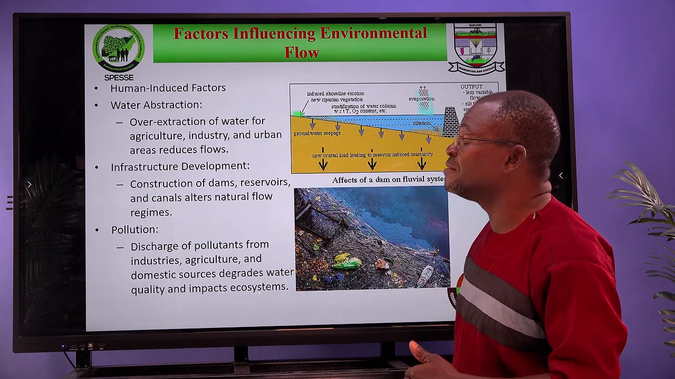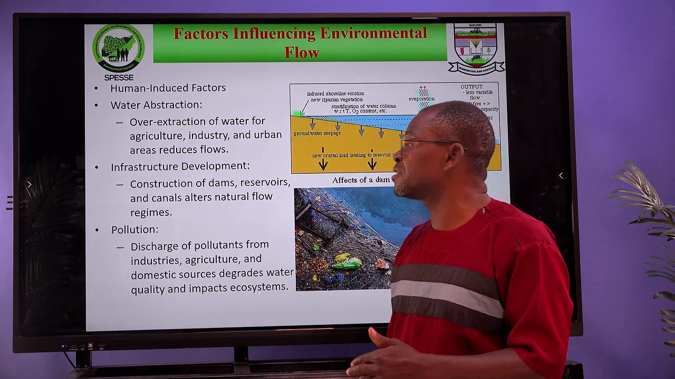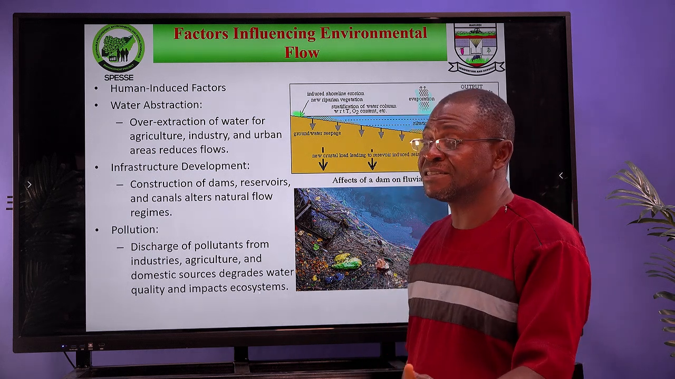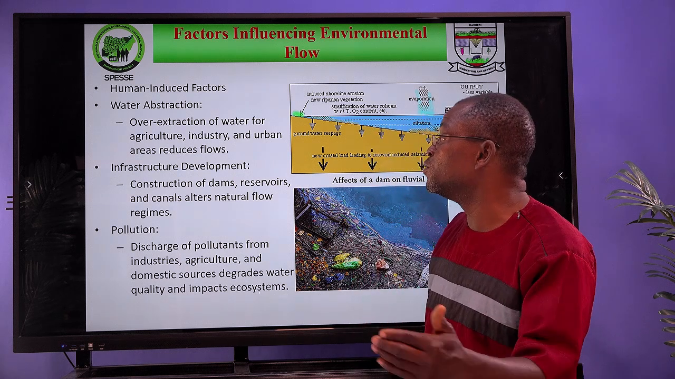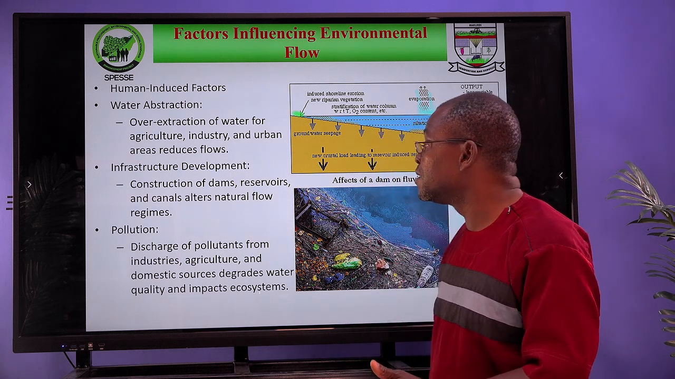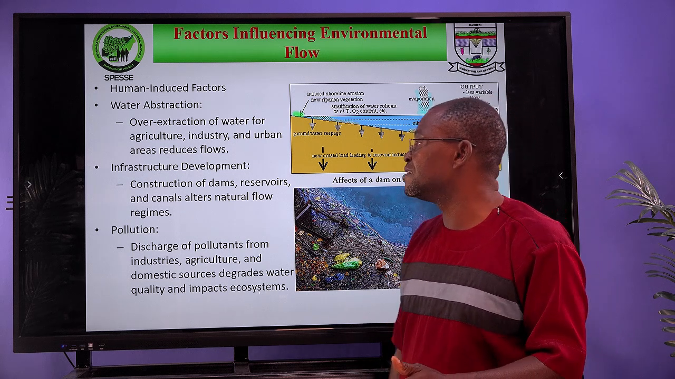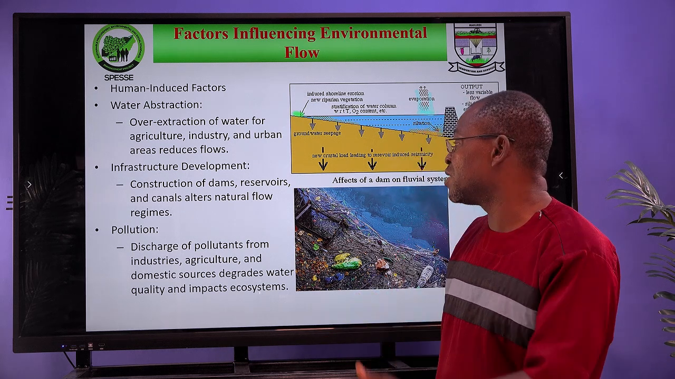Now, the human-induced factors that affect environmental flow include water abstraction. Now that it's getting to the peak of the dry season, we begin to see increased activity with regards to the drilling of boreholes. Infrastructure development: we construct dams, we construct reservoirs. These tend to affect the flow of water from one place to another.